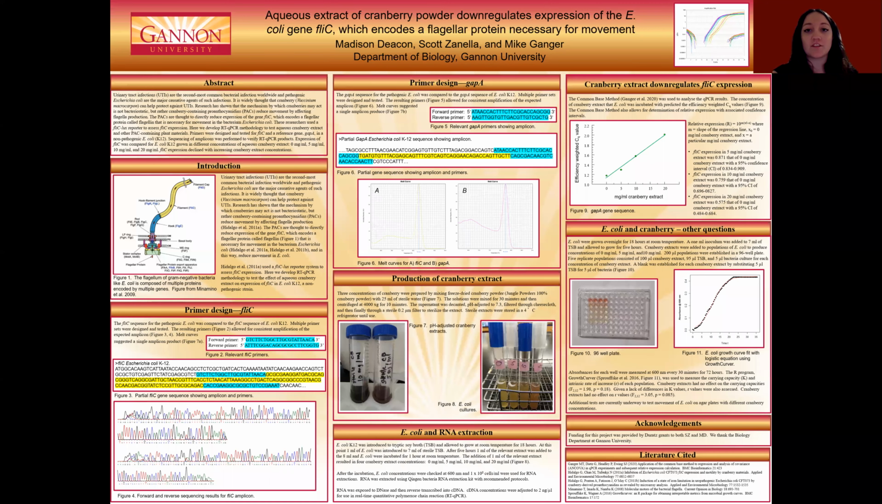Urinary tract infections are the second most common bacterial infection worldwide. Pathogenic E. coli are the major causative agents of these infections. Cranberry has been thought to aid or protect against UTIs. Research has shown that cranberry-containing PACs reduce the movement of E. coli by affecting flagella production. PACs seem to directly reduce the expression of fliC, which codes for the flagellar protein flagellin.